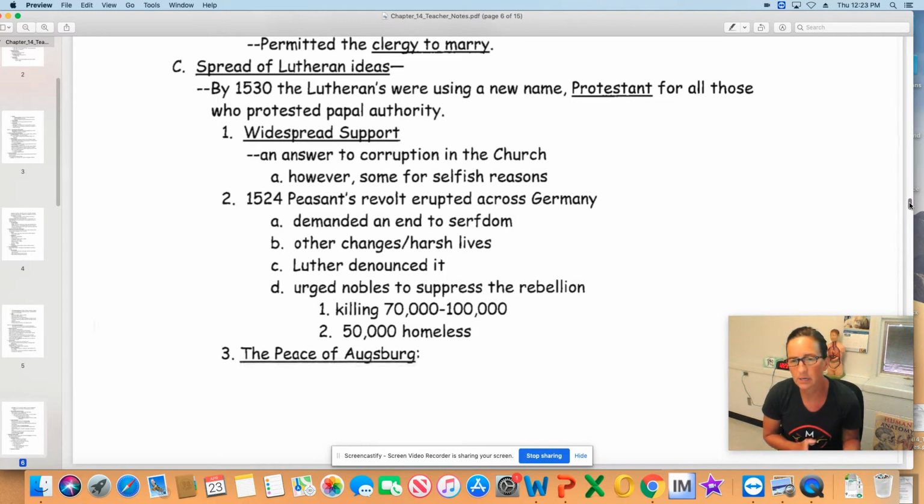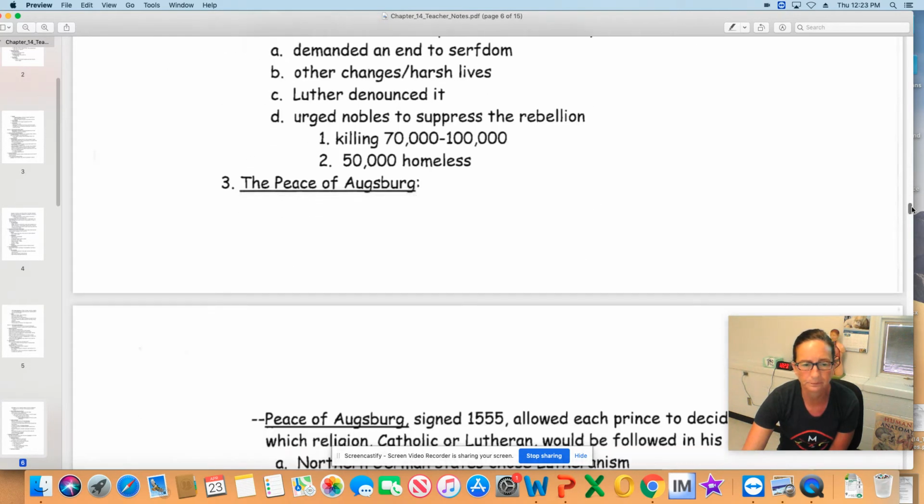In 1524, the peasants' revolt erupted across Germany. This is during the time of the Middle Ages and serfdom, and they were demanding an end to serfdom and other changes to their harsh lives. They thought Luther would be on board with them, and instead he denounced it. He urged nobles to suppress the rebellion. 70,000 to 100,000 peasants were killed and 50,000 were left homeless, so it was disappointing to those individuals that Martin Luther did not support them.